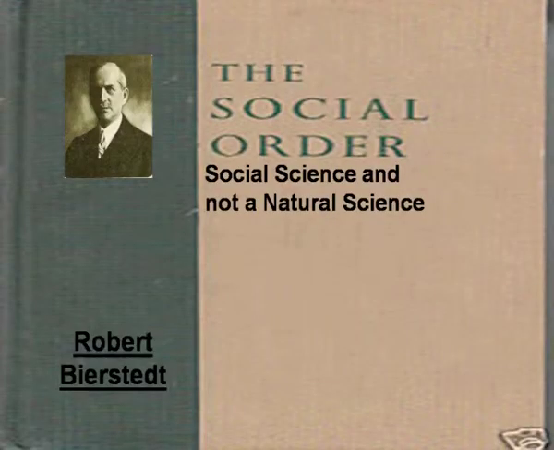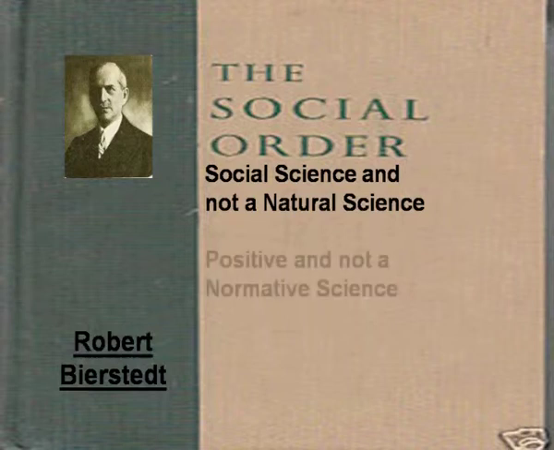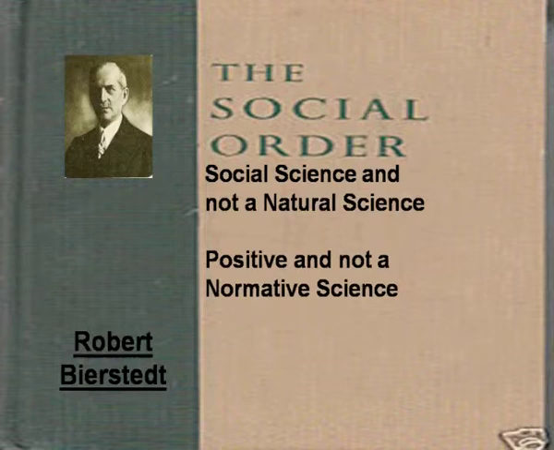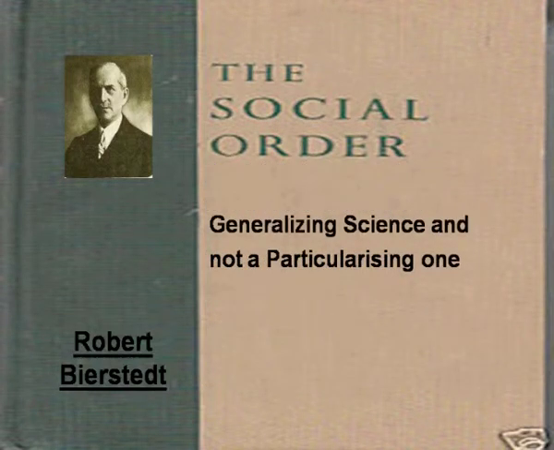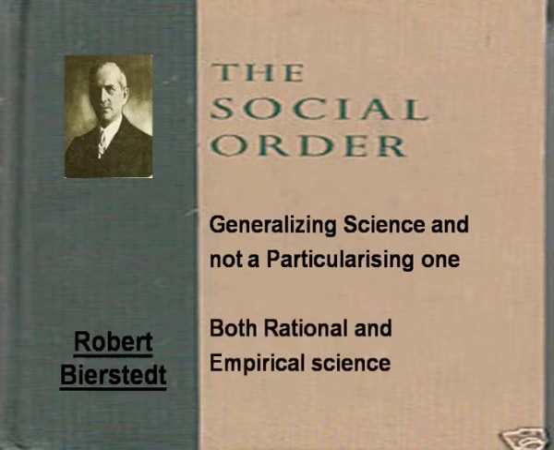They are: sociology is a social science and not a natural science. Sociology is a positive and not a normative science. Sociology is a pure or theoretical science and not an applied science. Sociology is a generalizing science and not a particularizing one. Sociology is both a rational and an empirical science.